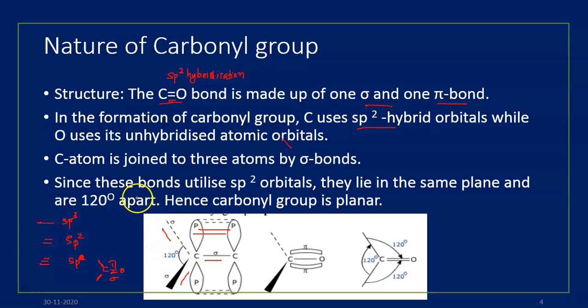Since the bond utilizes sp2 orbitals, you know what is the bond angle of sp2 hybridized orbital? It is 120 degrees, and hence the carbonyl group is planar, trigonal planar in shape. So that is all about the nature of the carbonyl group. The carbonyl bond is made up of 1 sigma and 1 pi bond, it is sp2 hybridized, there are 3 sigma bonds and 1 pi bond, the bond angle is 120 degrees and the shape is planar. Moving to the next slide.